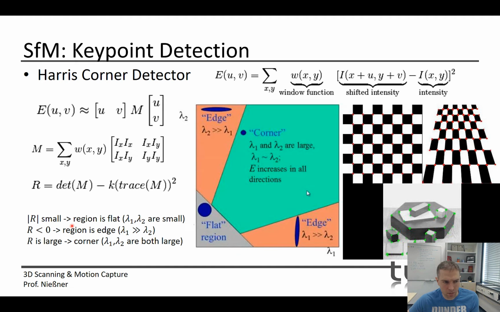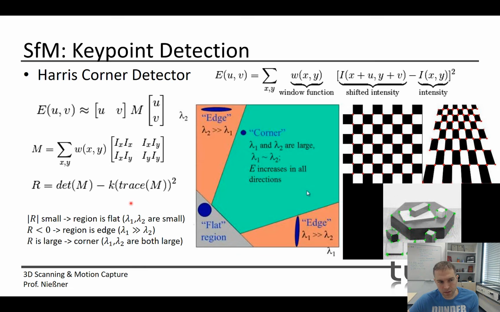So if R is small, then the region is flat. That means your eigenvalues, lambda 1 and lambda 2, are going to be small. If R is smaller than 0, then the region is an edge. In this case, lambda 1 would be greater than lambda 2. If R is large, then it's a corner. Then lambda 1 and lambda 2 are going to be large, right?